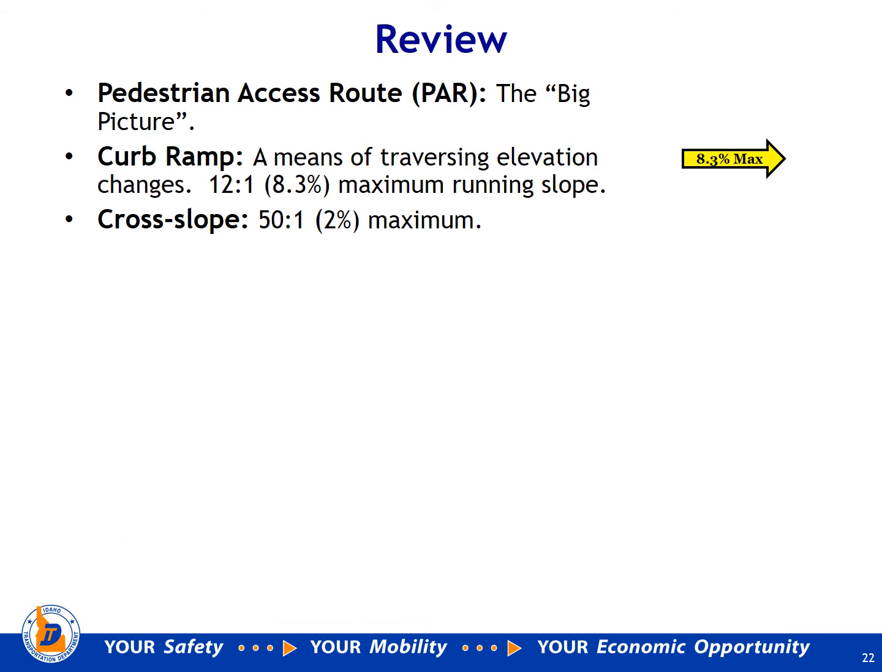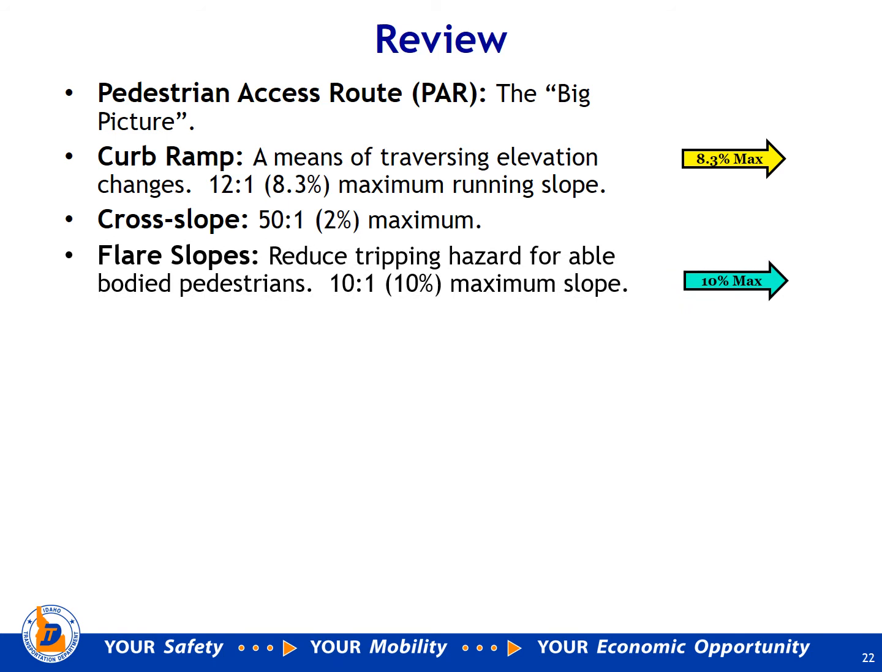Here is a quick review of what we've discussed. First, the pedestrian access route, or the acronym PAR, is the big picture. It defines the path that pedestrians take to move around. Second, the curb ramp, which is a means of traversing elevation changes. Their maximum slope is 12:1, or 8.33% running slope. And the cross slope is 50:1, or 2% maximum.